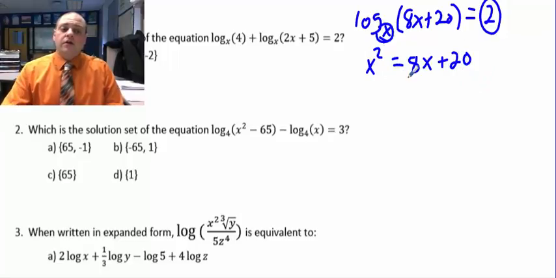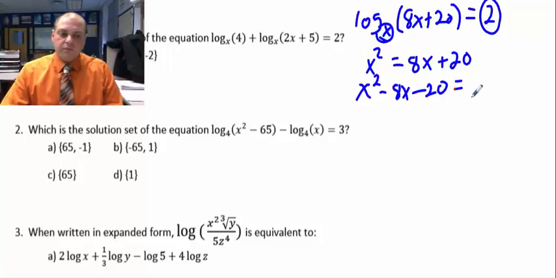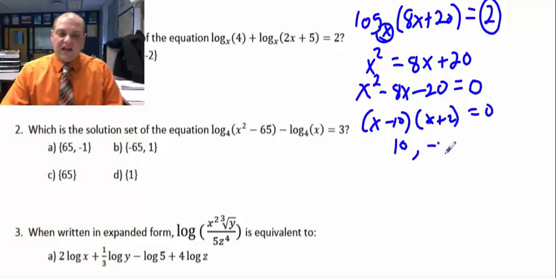Now, take a look at what you have. You have an equation without a log, but it's got x squared in it, so that's a quadratic. We get it equal to 0. Bring those over. You get x squared minus 8x minus 20 equals 0. So it's x minus 10, x plus 2 if you factor it, and that's going to be 10 and negative 2.